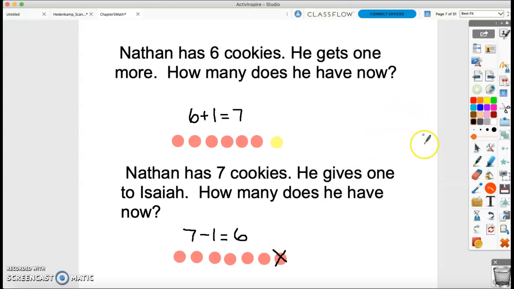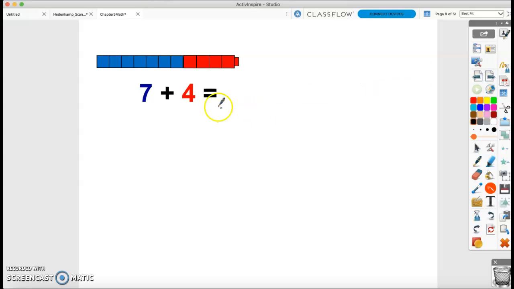Now, if I were to make a number bond for these 2 problems, our whole is 7. One of our parts is 1, and our other part is 6.